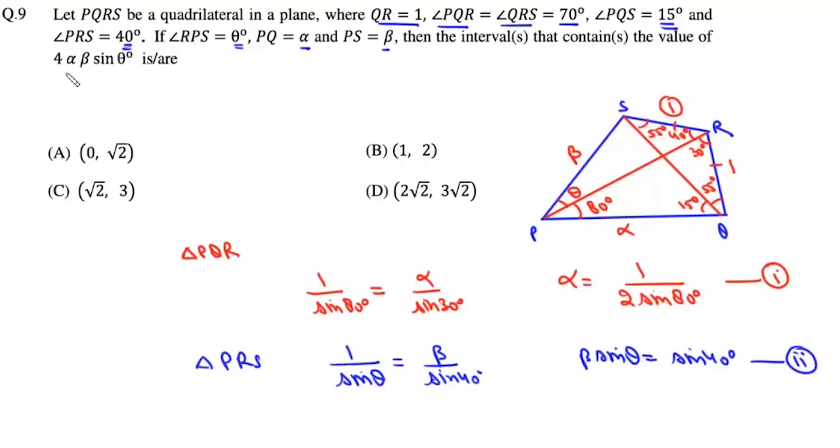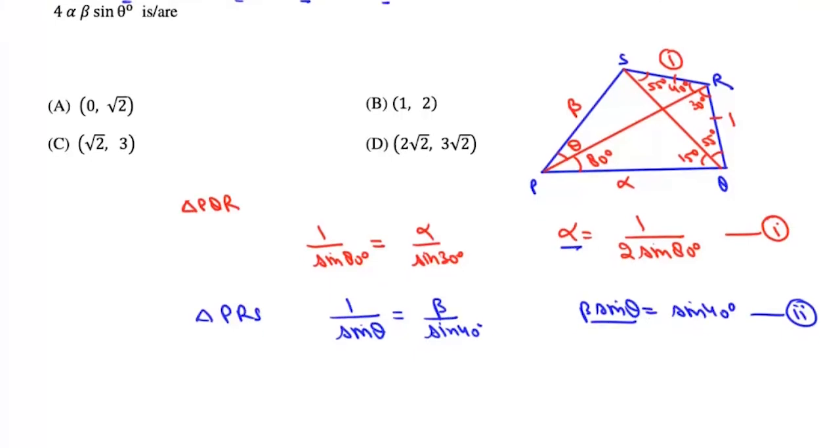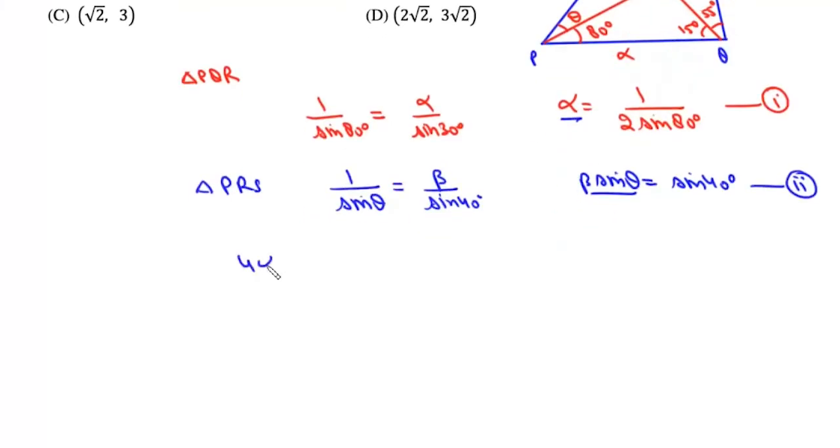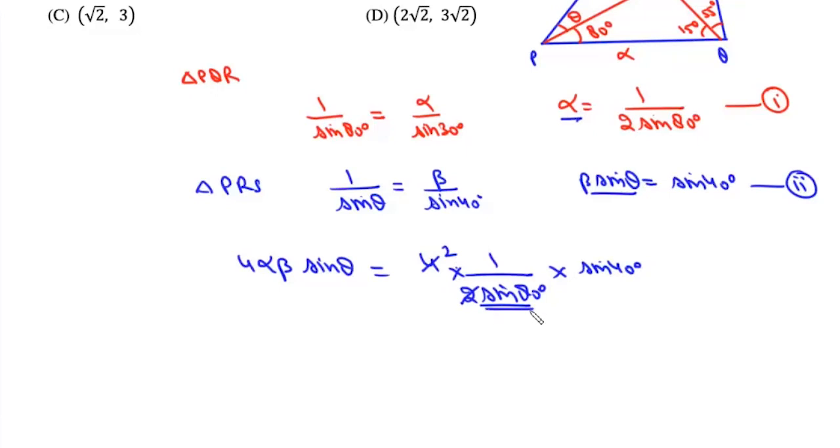Now we need 4 alpha beta sine theta. So what we'll do is we'll multiply these two and we'll also multiply it with 4. So we'll get 4 alpha beta sine theta is 4 into 1 upon 2 sine 80 into sine 40. Now this 2 and 2 will cancel. Now we can write this sine 80 as 2 sine 40 into cos 40. Now sine 40 will cancel, this 2 will also cancel. So this 4 alpha beta sine theta will be equal to secant 40 degrees.